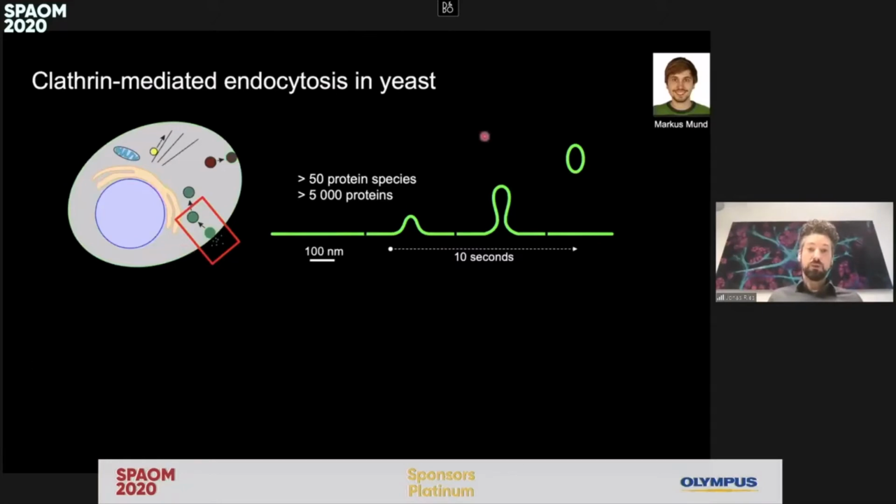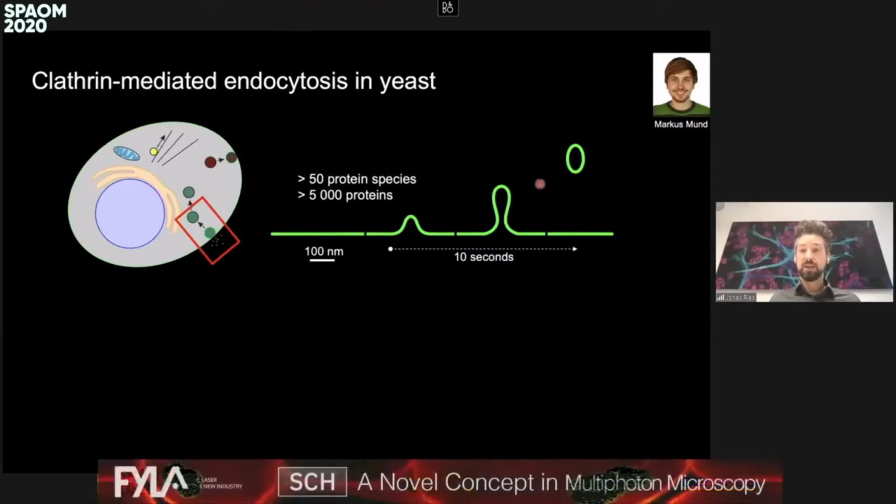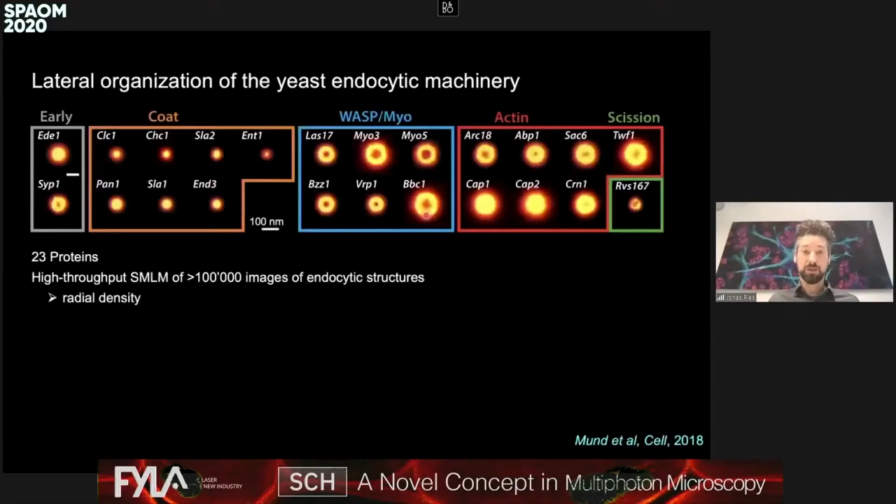During endocytosis, more than 50 different proteins in many copies assemble at the plasma membrane, and then within 6 seconds, pull in the membrane and pinch off a vesicle. But endocytosis is also quite difficult to study because of this huge complexity, the fast dynamics, and the small size, way below the resolution limit of optical microscopy. Because of this, we don't know nearly as much as we would like to about where all these proteins are during the endocytic process. And this is what we wanted to change using super resolution microscopy.